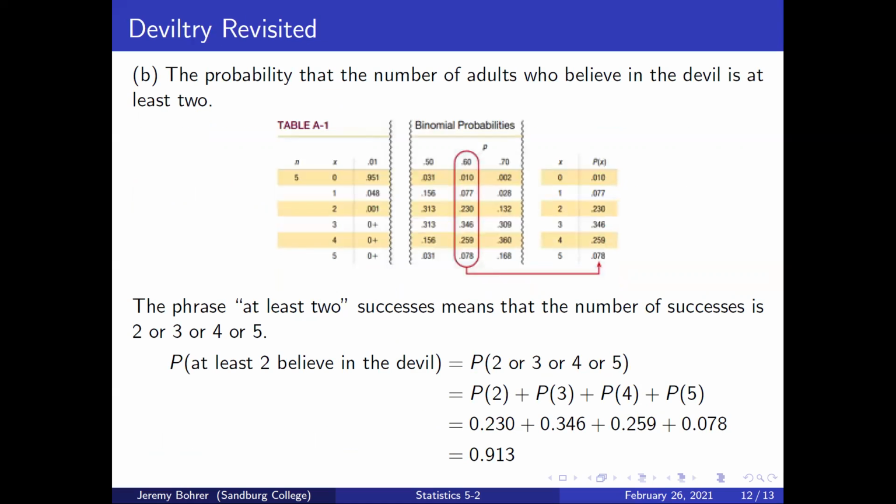The probability that the number of adults who believe in the devil is at least 2. The phrase at least 2 successes means that the number of successes is 2 or 3 or 4 or 5. So the probability that at least 2 believe in the devil is the probability of 2 or 3 or 4 or 5, which is the probability of 2 plus the probability of 3 plus the probability of 4 plus the probability of 5, which is 0.230 plus 0.346 plus 0.259 plus 0.078, which is 0.913.